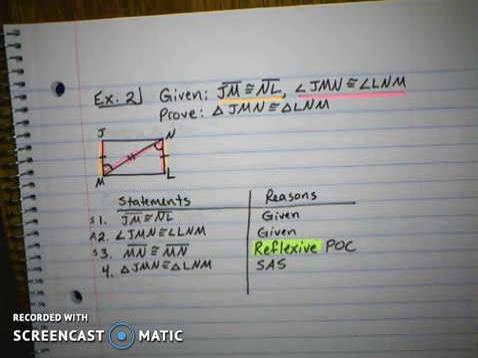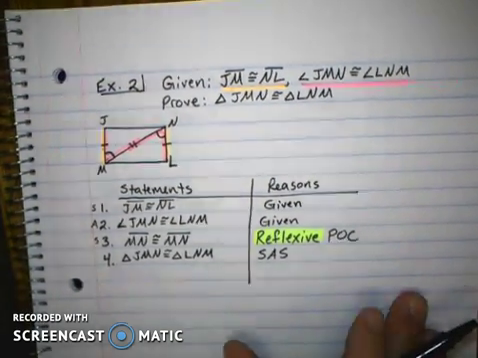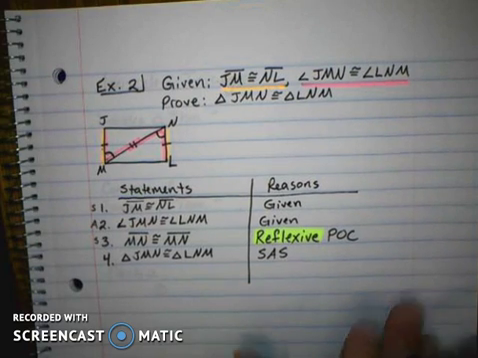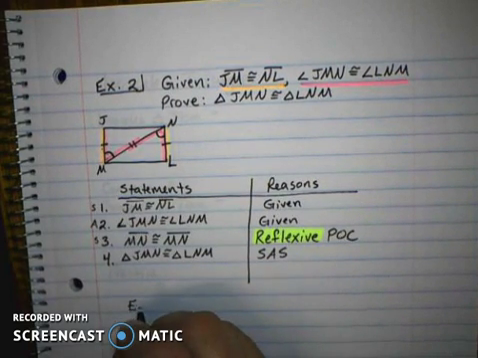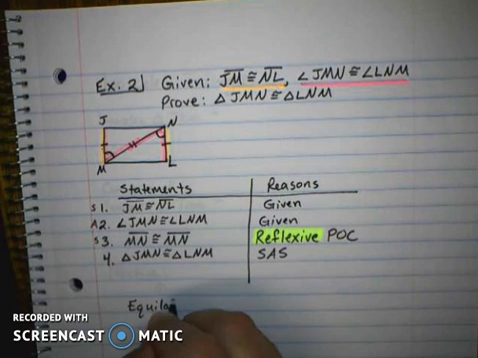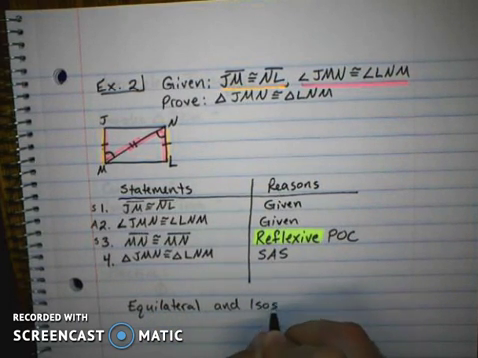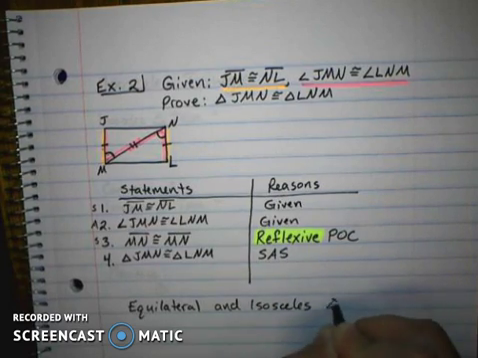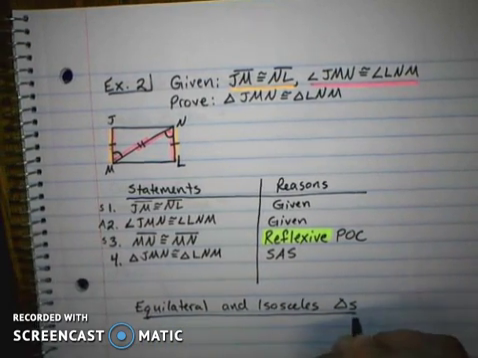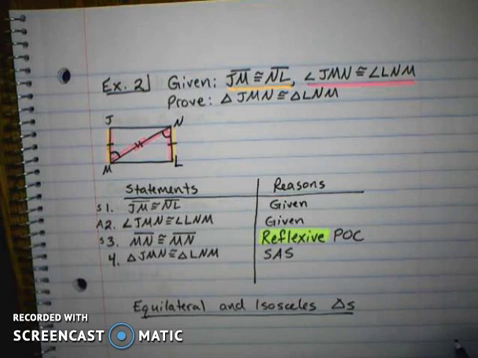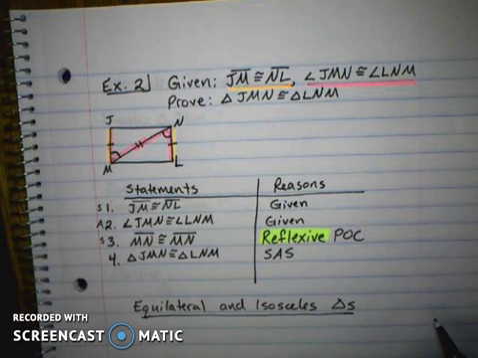Okay, we're going to do a lot more examples in class, but this should just get you started. We're also going to be taking some notes on equilateral and isosceles triangles in class. Okay, because there's some information we need to point out about those two. So that's what we're going to start talking about in class.